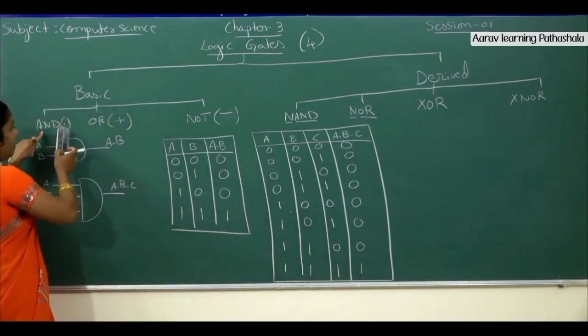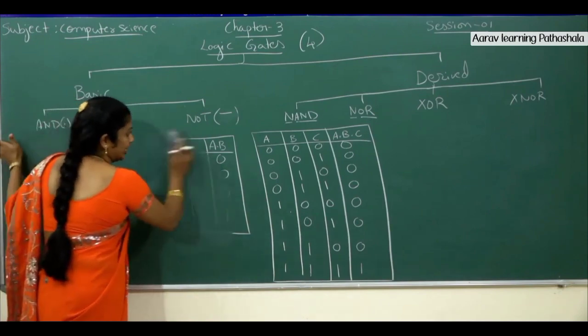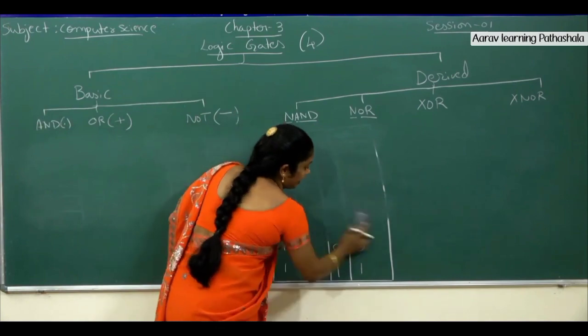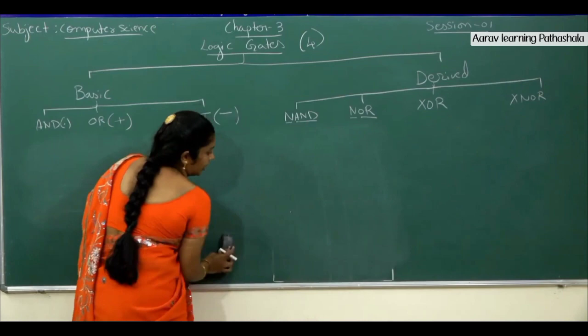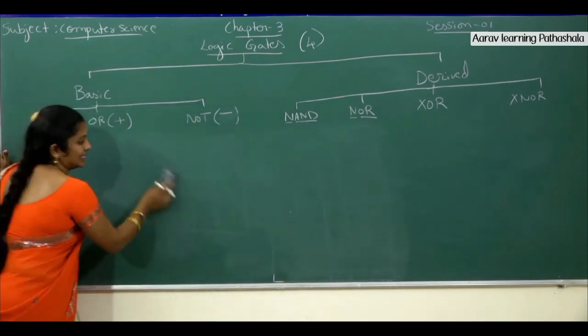Now you have studied the AND gate, the symbol, how to write the symbol as well as the truth table for the AND gate. Next you will study the OR gate, how to write the symbol as well as the truth table for the OR gate. First, how to write the symbol for this, that you will study here.